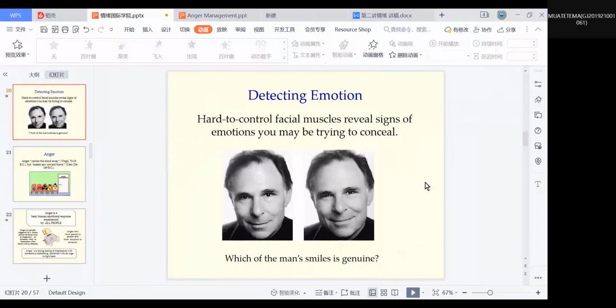Let me share the slide. Can all you guys see the screen? Yes, Laoshi. Okay.